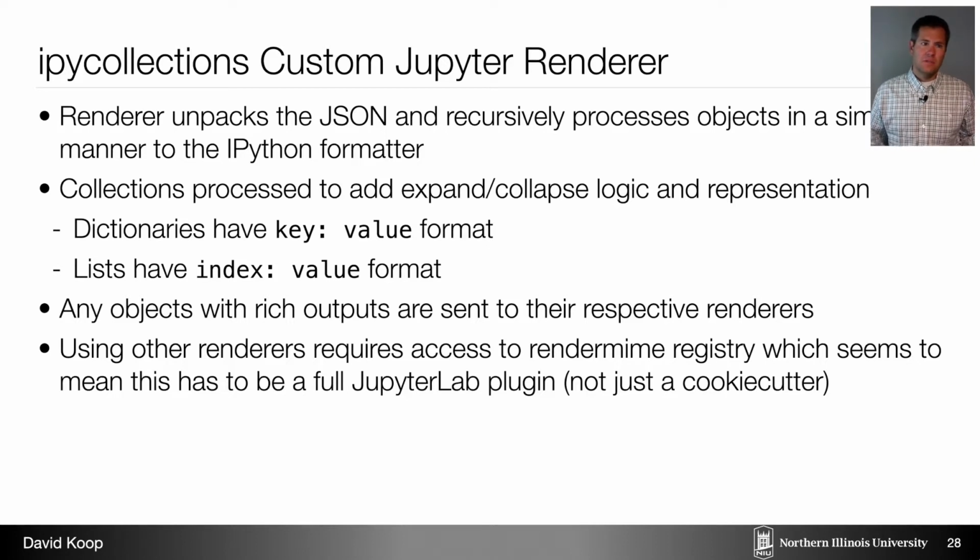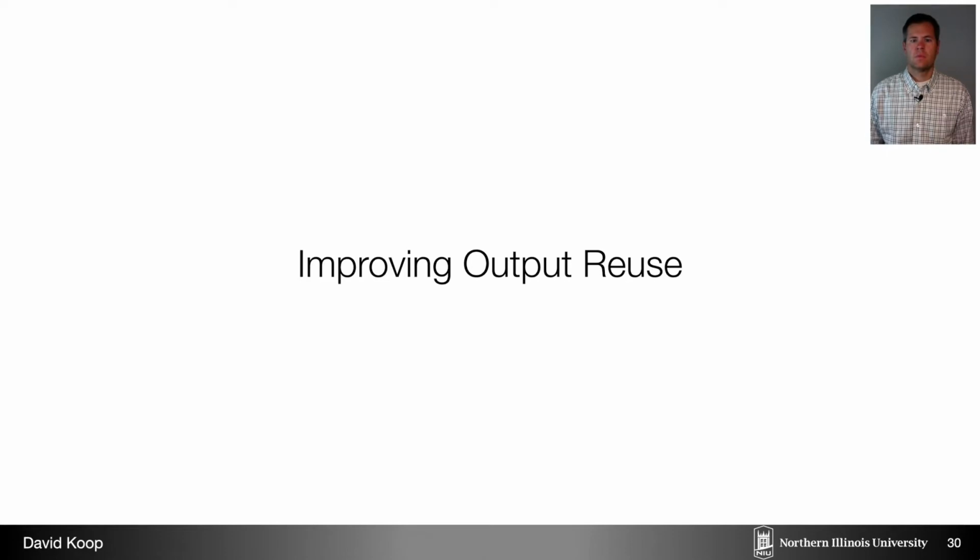But our renderer is going to unpack the JSON and then recursively process objects in a similar manner to how the IPython formatter worked. Collections are processed to add the expand and collapse logic and the representation. There's a difference between dictionaries and lists, where we show the keys and values versus the index and the value. And any objects with rich outputs get delegated to their respective renderers. So using those other renderers requires access to the RenderMime registry, which in our case seemed to imply that we needed to make this a full JupyterLab plugin, not just the straight cookie cutter.